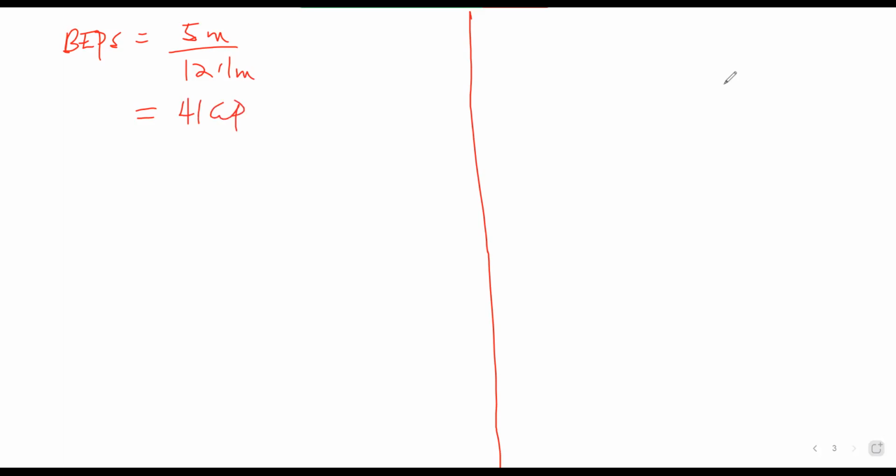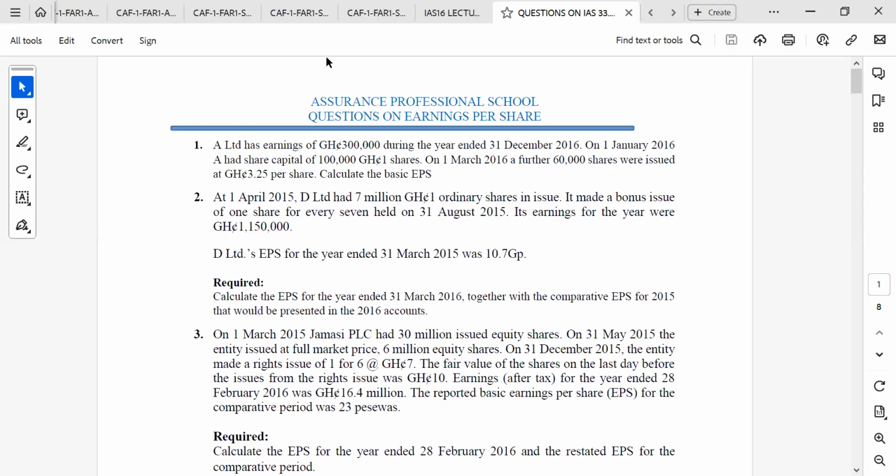Okay. That is how we go about the new market value issue. But let's pick a question. Let's pick question one here. That is on market value issue. Then we finish it. Then we go to what we call bonus issue and a right issue. Then we look at a combination of the two. Then diluted earnings per share.